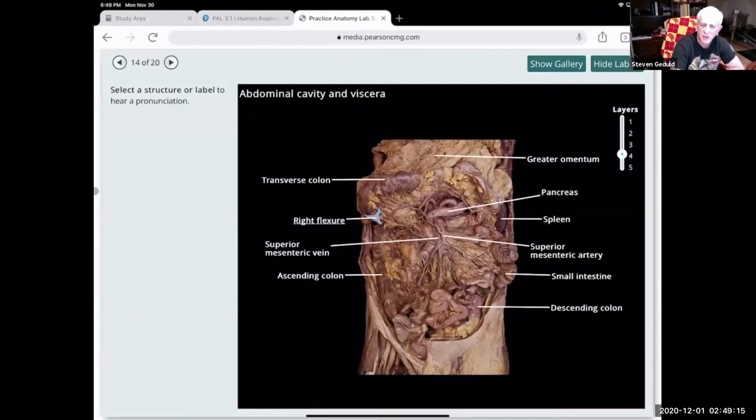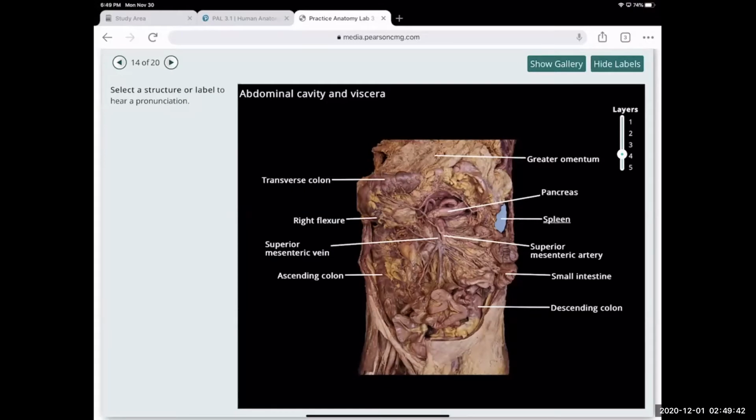And a little bit deeper down, you can see we have the greater omentum, which is that covering you see over the peritoneal cavity here. That's your greater omentum coming off the greater curvature of the stomach. You can see the pancreas because the stomach's been pulled out of the way. Okay. You can see the spleen. Okay. The superior mesenteric artery, blood supply to the peritoneal cavity.